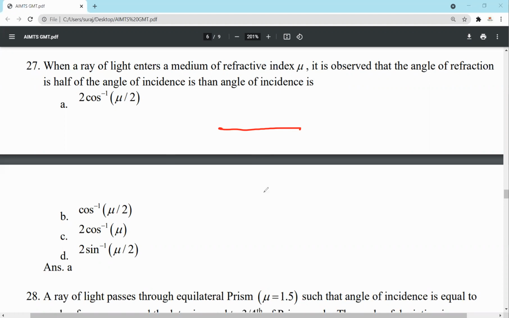Yes, I can use Snell's law. What is Snell's law? Sine i by sine r. r is how much? i by 2, equal to mu2 by mu1.